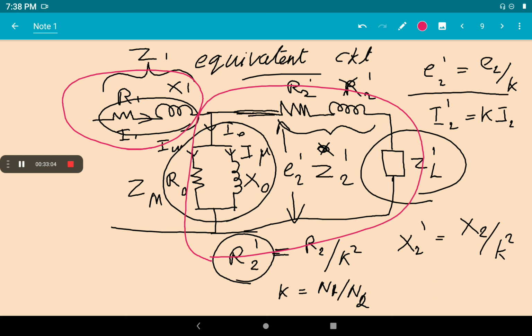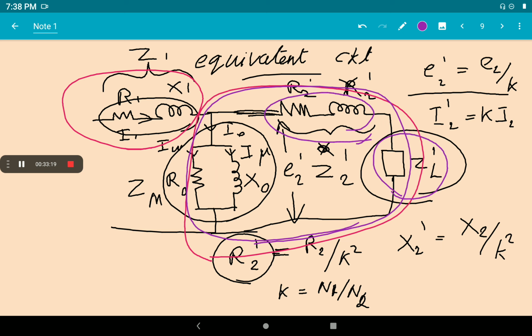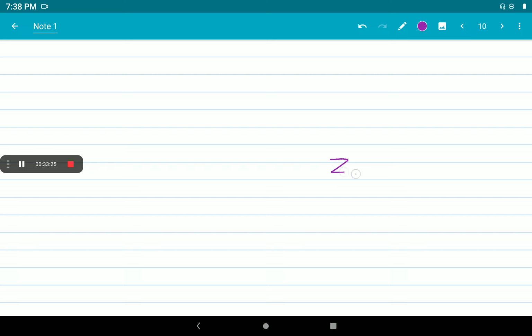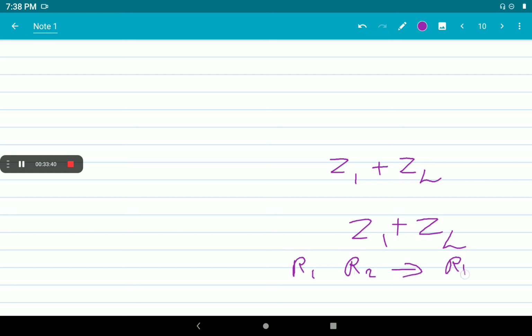But in the second part, I am representing it as a parallel circuit. Which are parallel? Here you can see this Z2 dash is in series with ZL dash. If impedances are in series, we represent them as Z2 plus ZL. If they are in parallel, like R1 and R2 in parallel, the total resistance is R1 into R2 by R1 plus R2.